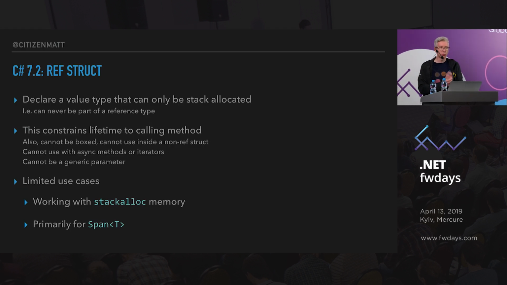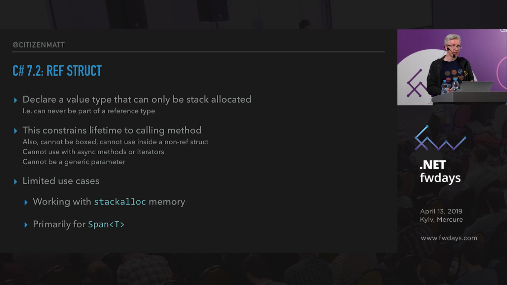Okay, so there's one last feature which 7.2 added, which is a big one. It's also perhaps a little confusing. This is the idea of a ref struct. So this is declaring a value type that can only be allocated on the stack. So normally value types can be part of a class declaration. So I could put a point in a class, so my enemy class, for example, could contain a point value type. But you can declare a ref struct which can't. It doesn't work like that. It can only be used on the stack.